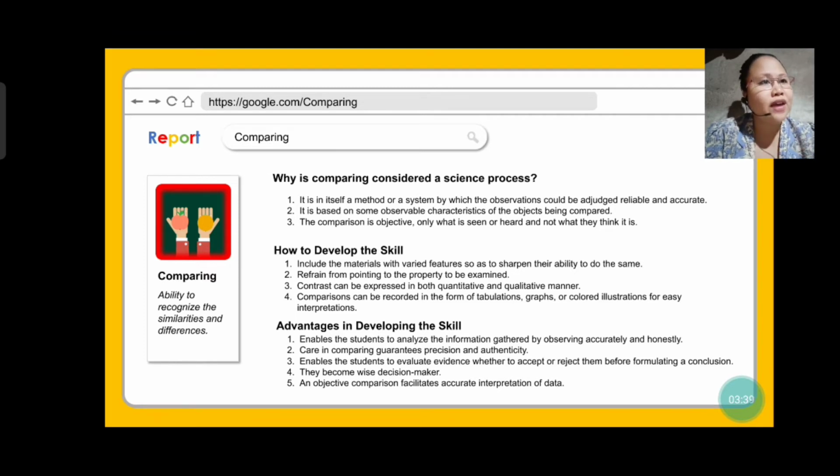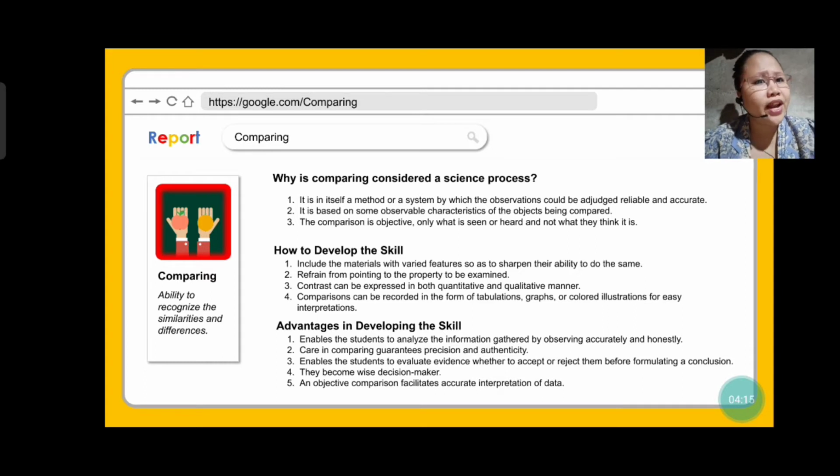So comparing, as we have done in the previous slides, is the ability to recognize the similarities and differences. So how to develop the skill of comparing? First is to include the materials with varied features so as to sharpen their ability to do the same. For example, the leaves: in color alone, they can be yellow, green, brown, and other colors. So that material alone has varied features.